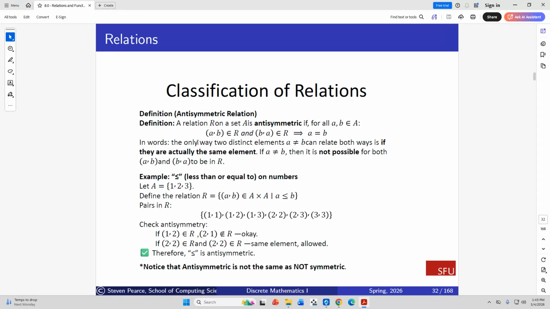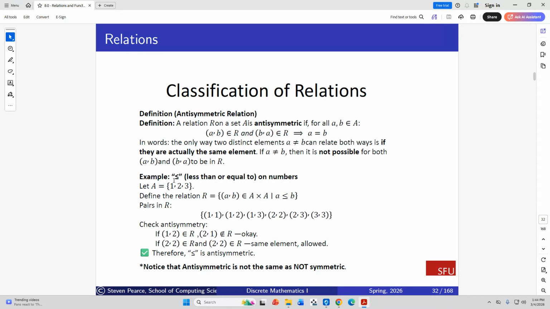Okay, an antisymmetric relation. A relation R on a set A is antisymmetric if for all a and b that are elements of A, (a, b) in R and (b, a) in R implies a equals b. In other words, the only way two distinct elements, a not equal to b, can relate both ways is if they are actually the same element. Then it is not possible for (a, b) and (b, a) to both be in R.